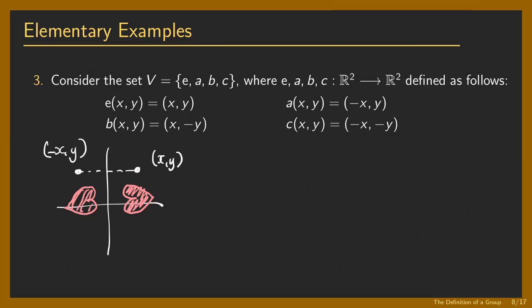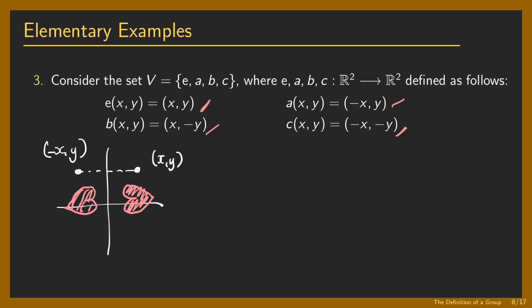As you can see, both x and y are being negated. You can verify that C is actually a 180-degree rotation about the origin. So this is a reflection, 180-degree rotation, and this is the identity. It doesn't do anything. Now, because our topic is we want V to be a group, what do we do?